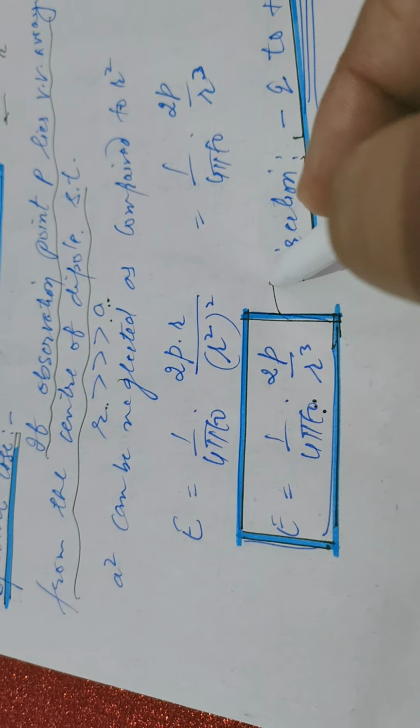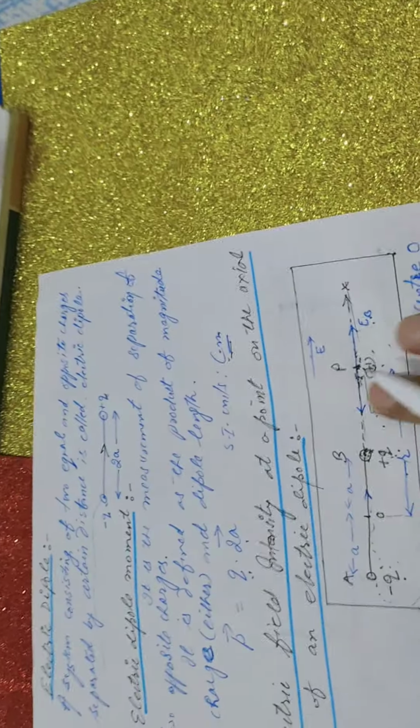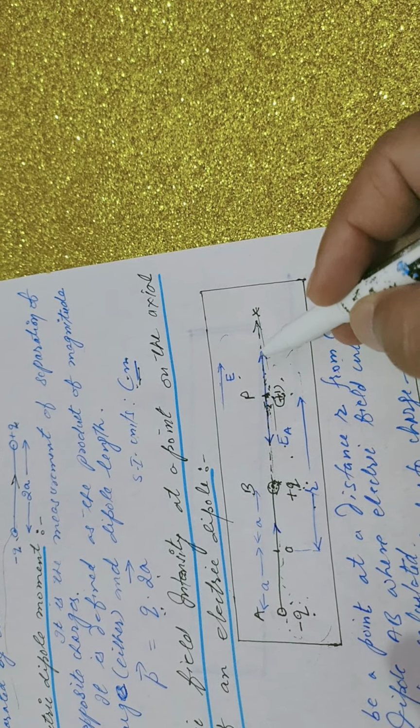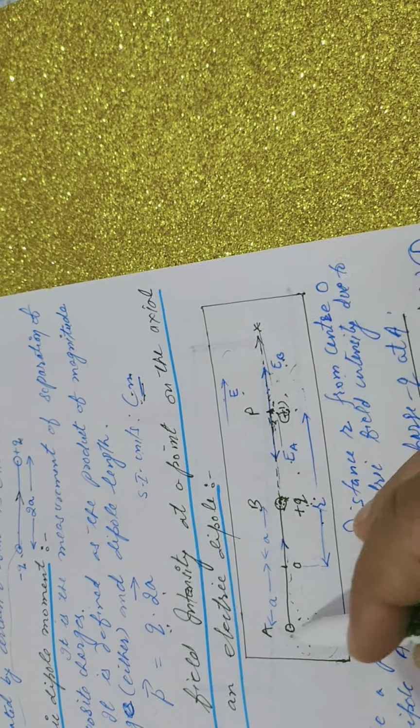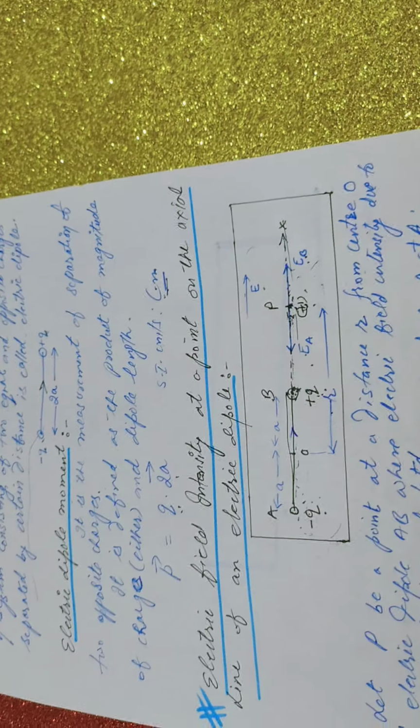This is for dipole of finite length, and this is for dipole of very small length. And the direction of net electric field in the two cases is negative to positive, that is negative charge to positive charge. Why is it negative to positive charge? Because this is the net electric field that is in the direction of EB, and EB is from negative to positive. Thank you very much.